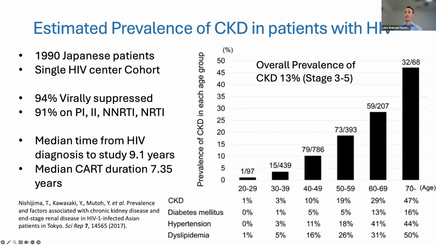But what I found really notable is that if you start looking over here in the 60s and certainly in the 70s age range, the prevalence of chronic kidney disease jumped to 47% at the oldest cohort, and about 30% in the 60-year-old cohort. Things like diabetes progress with age as well, with 16% of patients developing diabetes, 44% of patients developing hypertension by the age of 70, and 50% of patients developing some form of dyslipidemia.